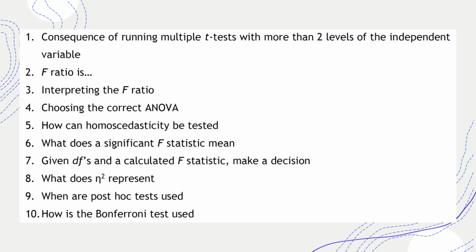Number 10, how is the Bonferroni test used? Which, of course, is a post hoc. That's the one where you take the type 1 error, so 0.05, and divide it by how many pairs of means you're looking at, and that becomes the new p-value you have to get to. So it essentially makes it harder to reject a null, because instead of having to be less than 0.05, it's got to be less than something even smaller.